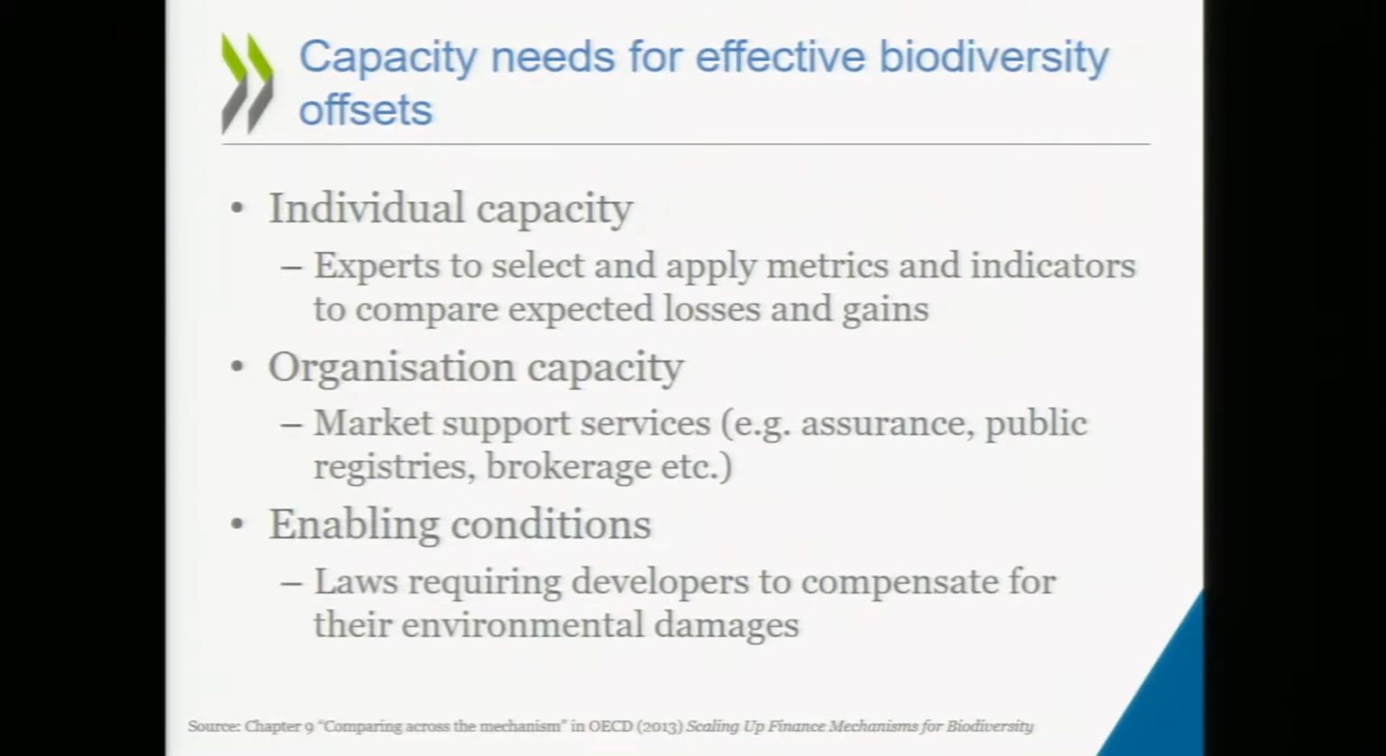Again, there are a number of different instruments that can be used, and each different instrument will also require different types of capacity needs from the country that wants to implement those. So here we have examples of capacity needs that need to be in place for offsets, ranging from individual capacity. So you do require expertise to select and apply the correct types of metrics and indicators so that you can compare expected losses versus the gains.